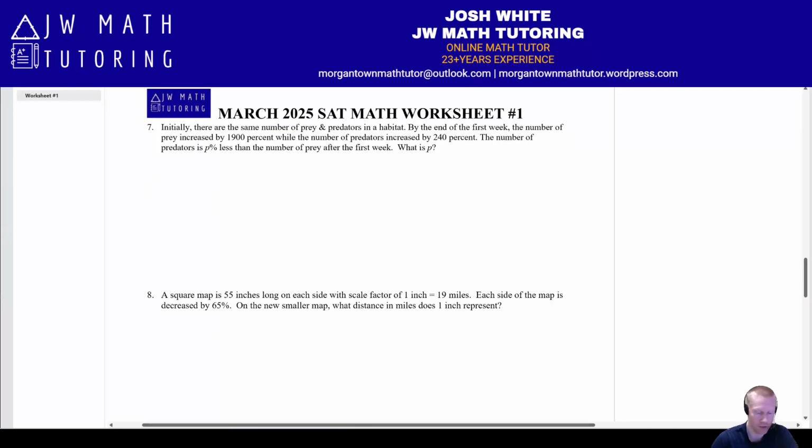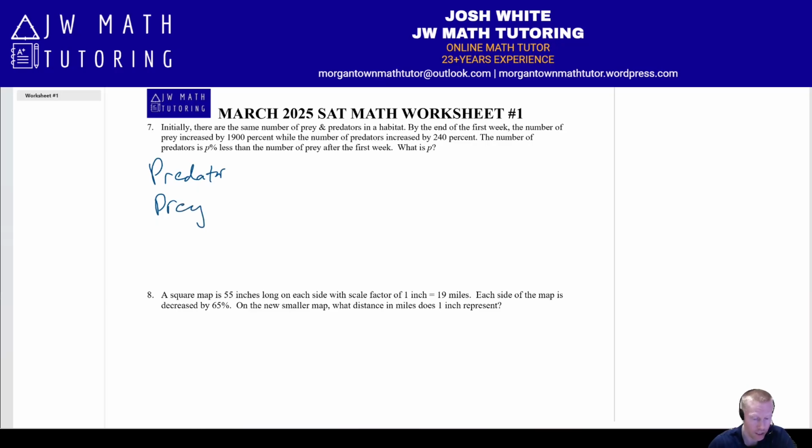Next up, question 7. Now this is a repeat. This is one that first appeared, I think it was either May or June of 2024. It's the predator and the prey question. The method that I recommend for solving this is picking numbers. And so what I'm going to do is start for both groups, predator and prey, with 100.